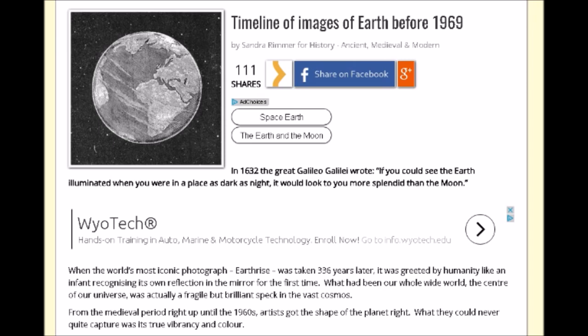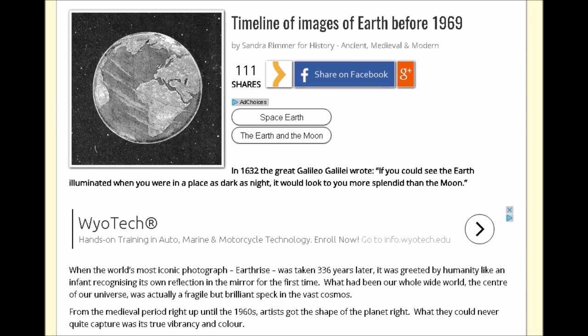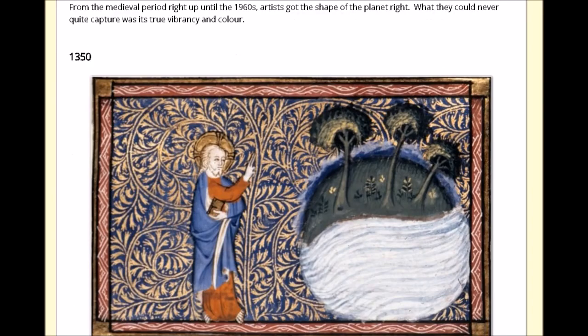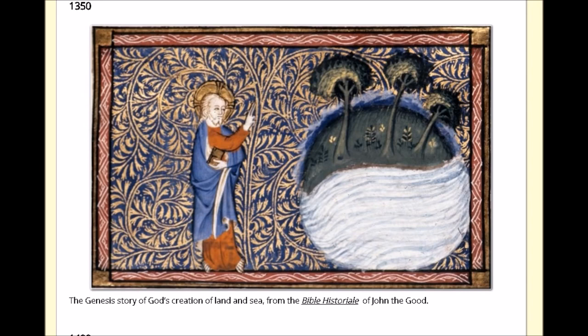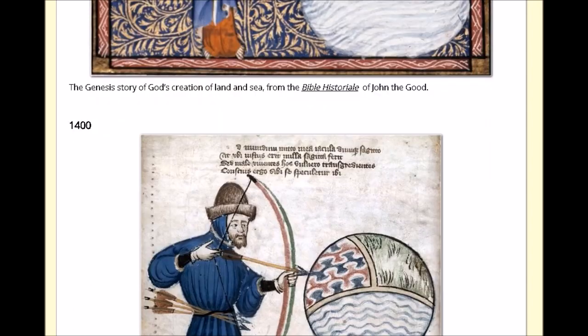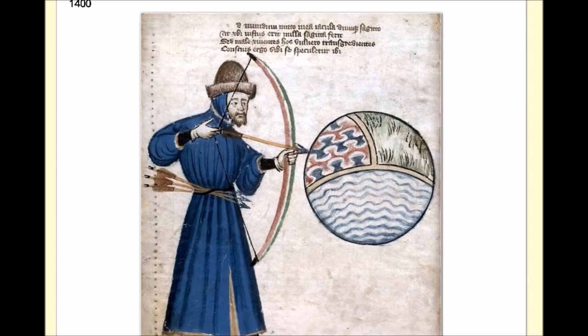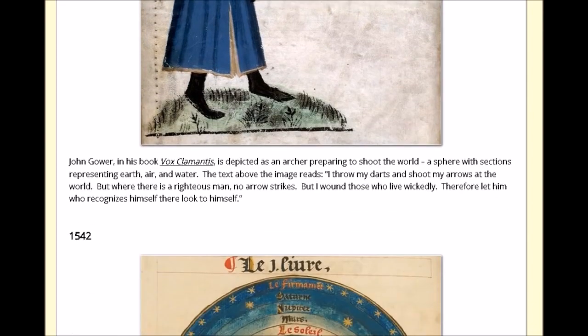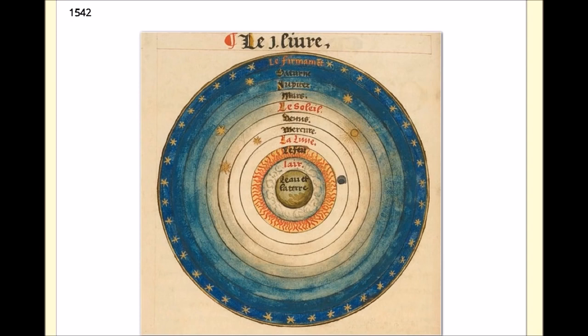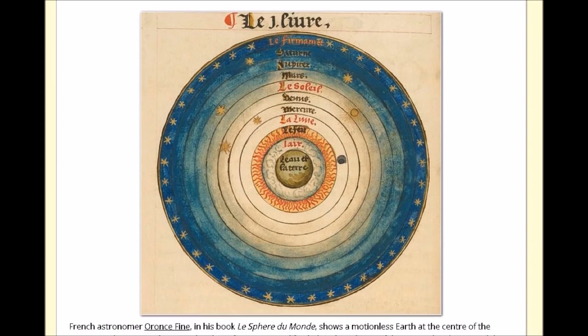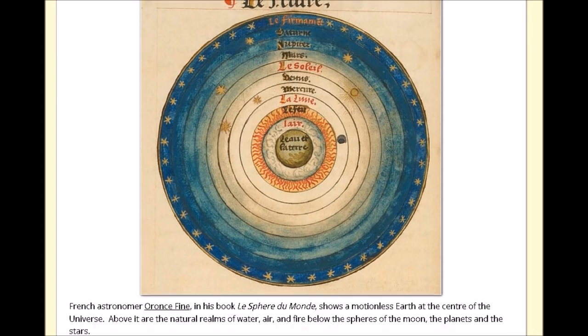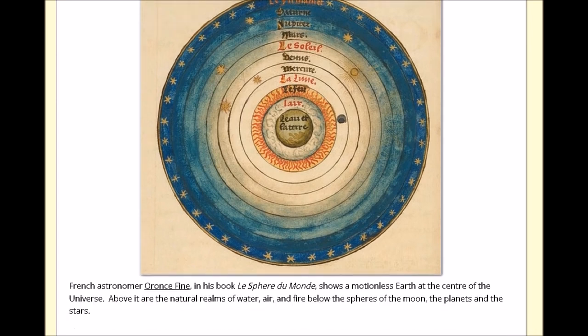And the title of the page is The Timeline of Images of Earth Before 1969, and it is very interesting. When you scroll through, you can see they start in 1350 with this Genesis story picture, and then you have the 1400 guy with an arrow shoots the Earth, which is the elements. And then the 1542, which interestingly enough has the Earth in the center of the universe with the realms of water, air, and fire below the spheres of the moon, planets, and stars. So that one's kind of interesting as well.